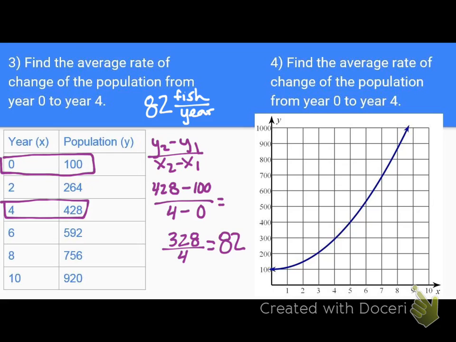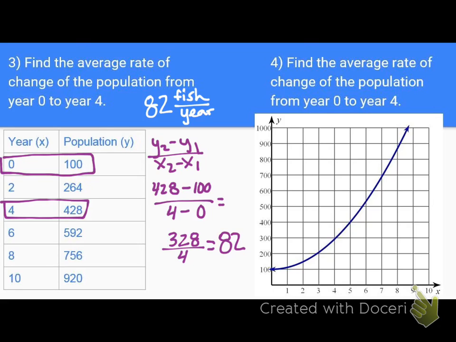Okay, and how we would understand this is that it's saying from year 0 to year 4, the population increased at an average rate of 82 fish per year. Okay, so each year they got about another 82 fish. Over the 4 years they averaged 82 new fish each year. Alright, so moving on to number 4 now.